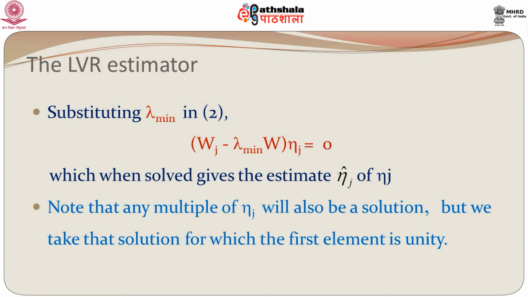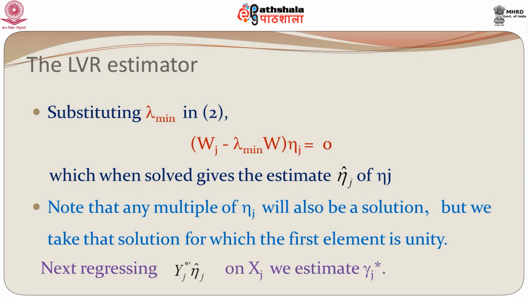Now, any multiple of the solution of eta j will also be a solution. So, you get an eta j and if you multiply it by C, it also becomes a solution. But remember what eta j is, it was 1 and minus beta j star. So, it is uniquely defined: you just take the solution which has the first element equal to unity. The rest of the elements would give you your beta j star with the negative sign.